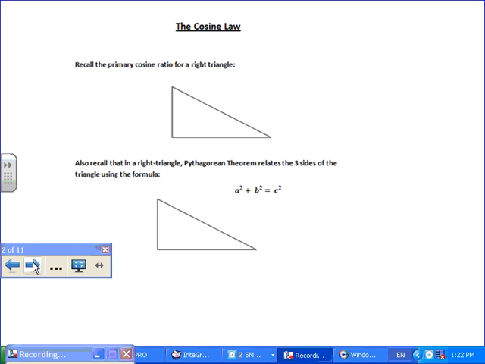We're going to start just looking at where cosine law comes from. We're not going to have to prove cosine law in this class, but I want to give you a background on how it's developed, and it comes from two things.